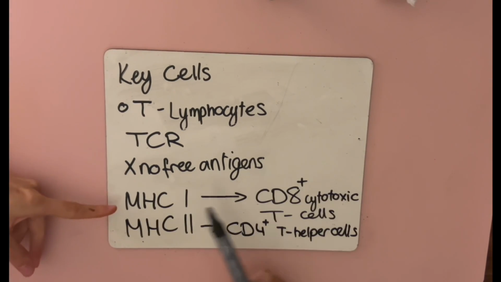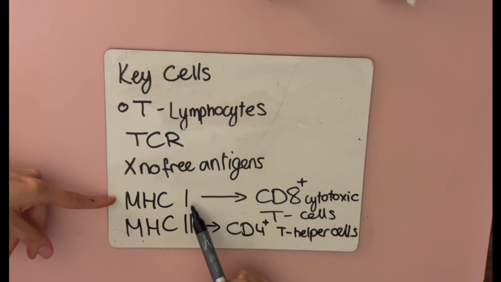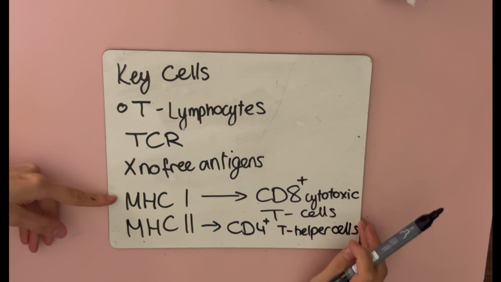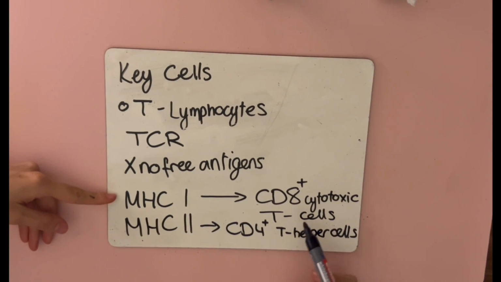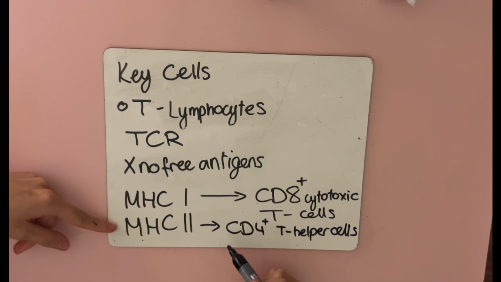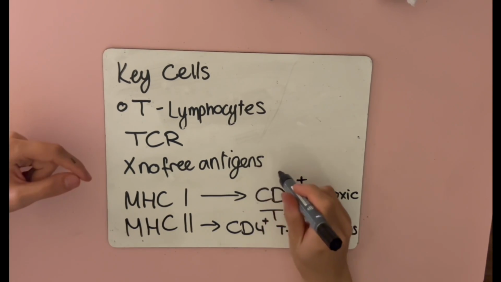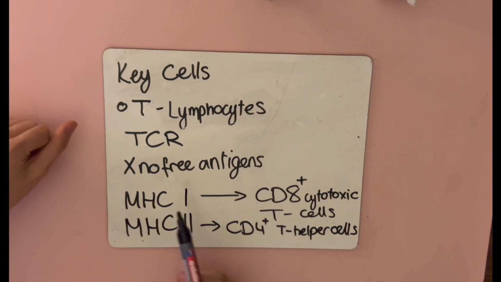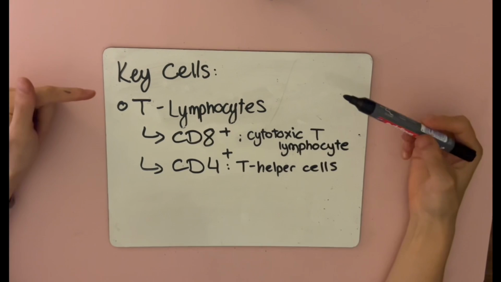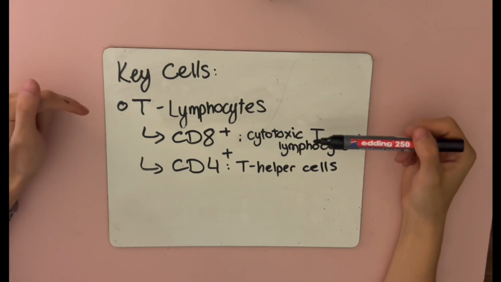So, as you remember, we have MHC class 1 molecules, which present peptides from intracellular proteins to CD8 positive cytotoxic cells. And then there are MHC class 2 molecules, which present peptides from extracellular proteins to CD4 T helper cells. We will get into detail about the CD8 and CD4 cells, and later I'll also explain the MHC1 and MHC2 molecules. So let's talk about the subsets of T cells.